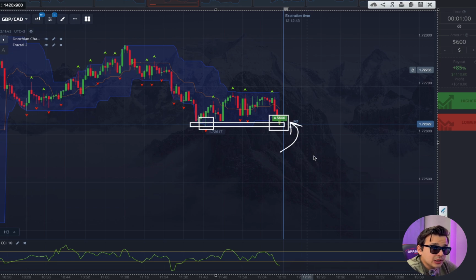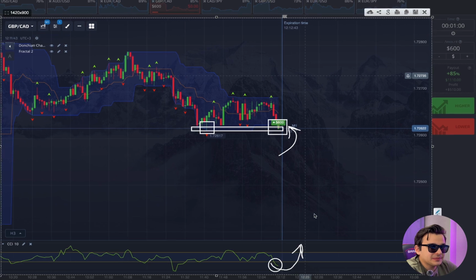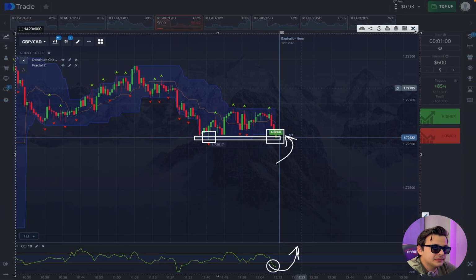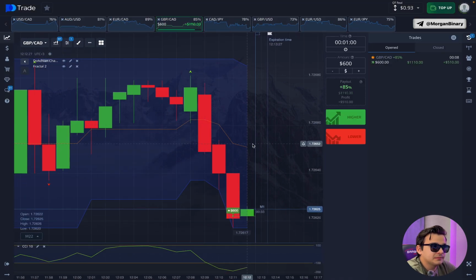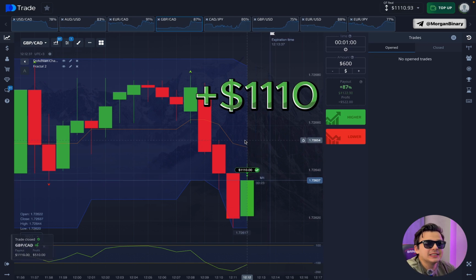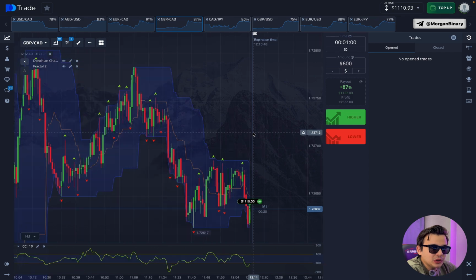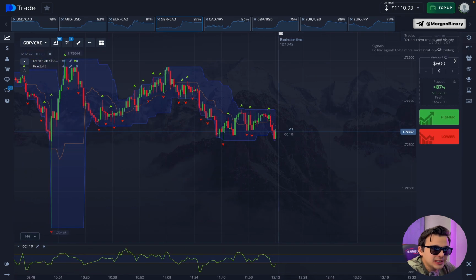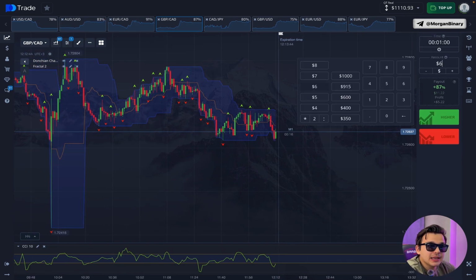The oscillator also shows that its moving average is in the oversold area, so we're expecting an upward movement. Let's watch the result of the second trade. And the second trade closes in profit. Let's change the trade amount to $550, which is half of my balance.